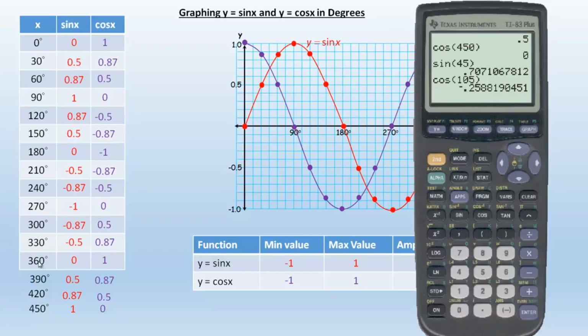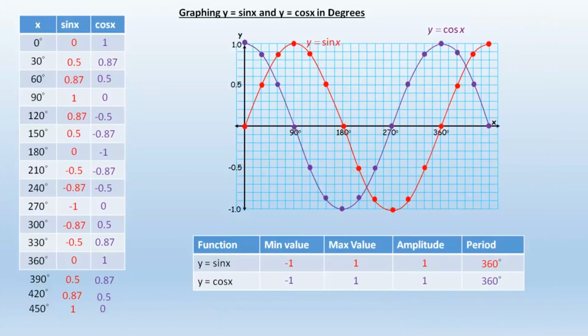So I didn't have to use just exactly these values. I could use any angles. I just kind of spaced them out and did every 30 degrees, and you can get a really good idea what the graphs look like then. So that's what the sine and cosine graphs look like in degrees. And that's the end of the tutorial.